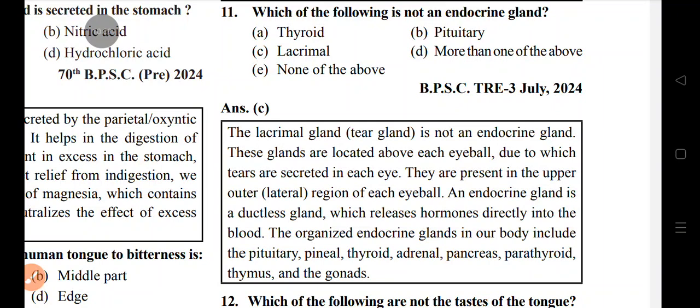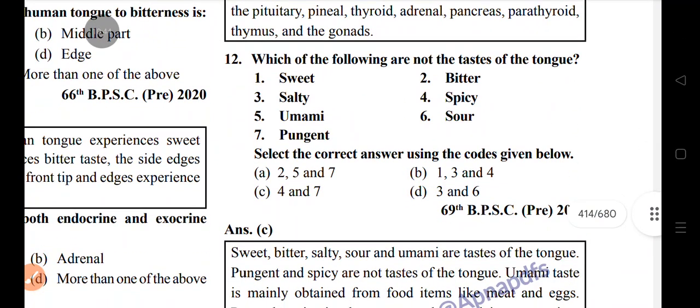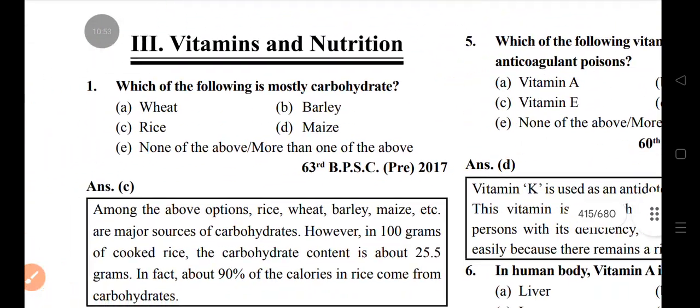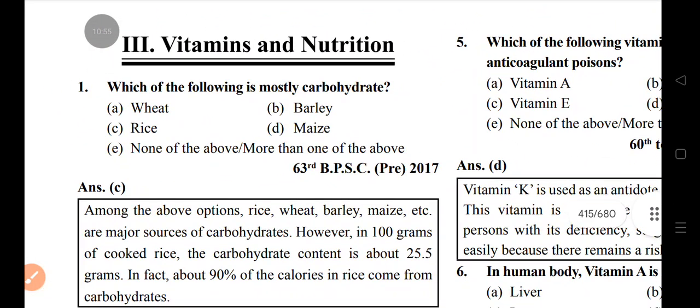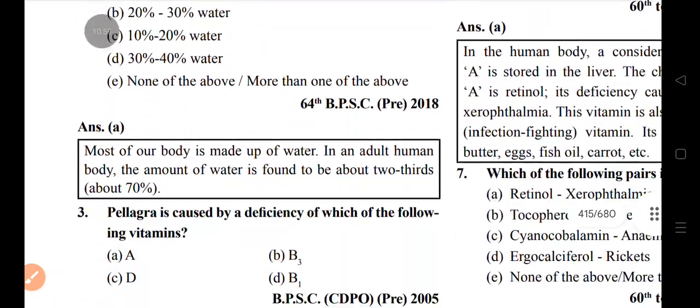An endocrine gland is a ductless gland and releases hormones directly into the blood. The main endocrine glands in our body include pituitary gland, thyroid, adrenal, pancreas, parathyroid, pineal, thymus, gonad. Which of the following are not tastes of the tongue? Spicy, pungent; umami is a taste. Vitamins and nutrition: mostly carbohydrate, rice. The human body contains 70% water.